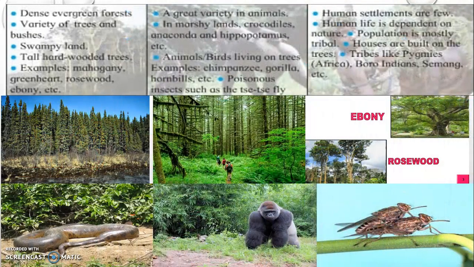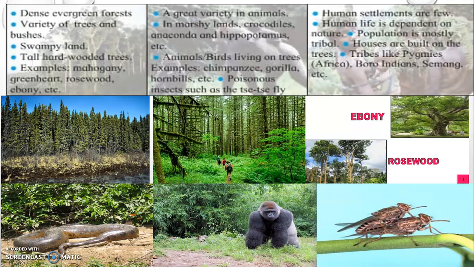Okay, moving ahead, understanding the vegetation, natural life, and animals found in this region. The equatorial region contains dense evergreen forest. You must have studied the coniferous forests in the taiga region. Here, because it is near the equator, 5 degrees north and 5 degrees south, it is dense evergreen forest because rainfall is also plenty. Varieties of trees and bushes are seen. Swampy land, water is there, so the land is always wet. Swampy, slippery land is there.